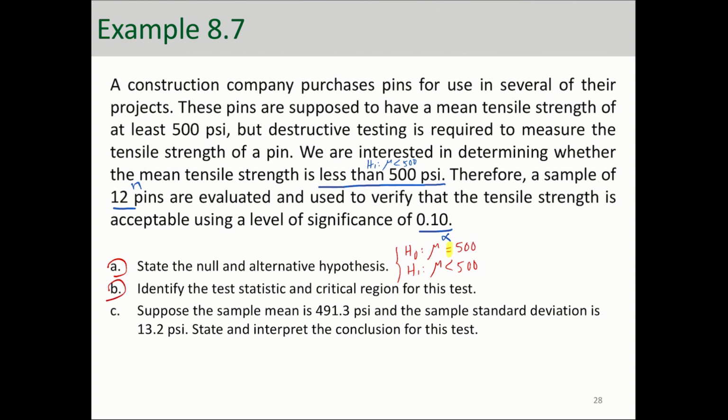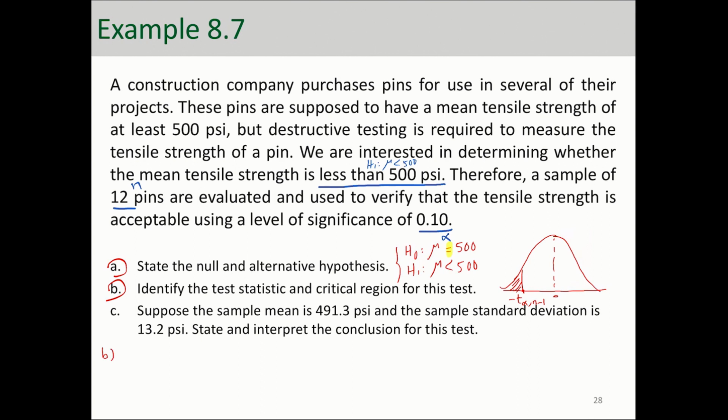Part B, identify the test-stat and critical region for this test. Well, because this is a one-sided test of type less than, your critical region is going to be on the left tail of t-distribution. So if this is the t-distribution, this is going to be your critical region, and this point here is negative t of alpha and n minus 1.